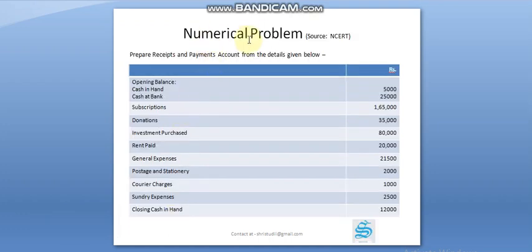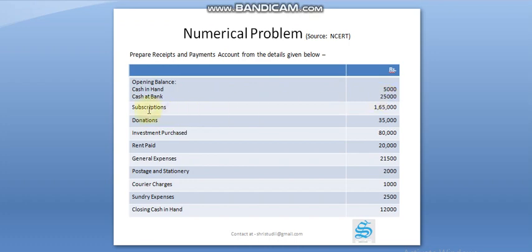Let us do a numerical problem based upon this concept. We are required to prepare the receipt and payment account from the details given below. We have the opening balance of cash in hand and cash at bank. Cash in hand is rupees 5,000. Cash at bank is rupees 25,000.